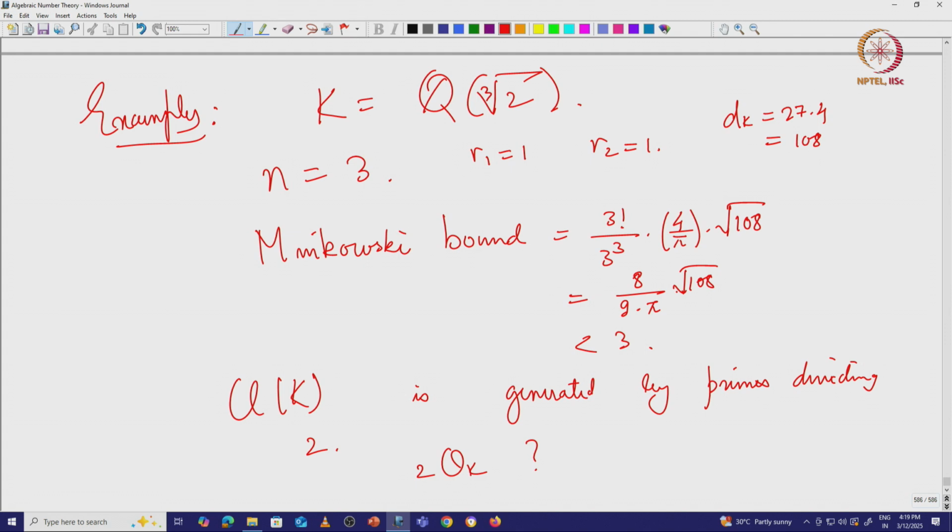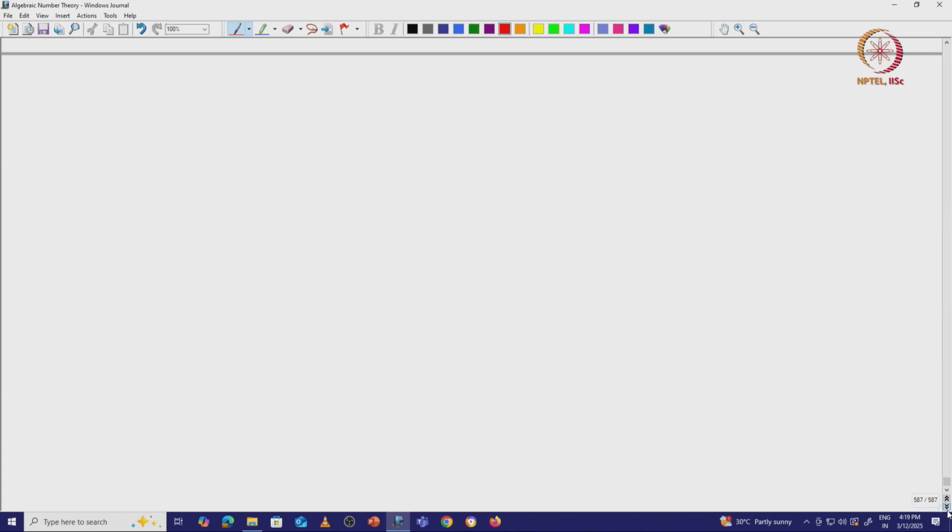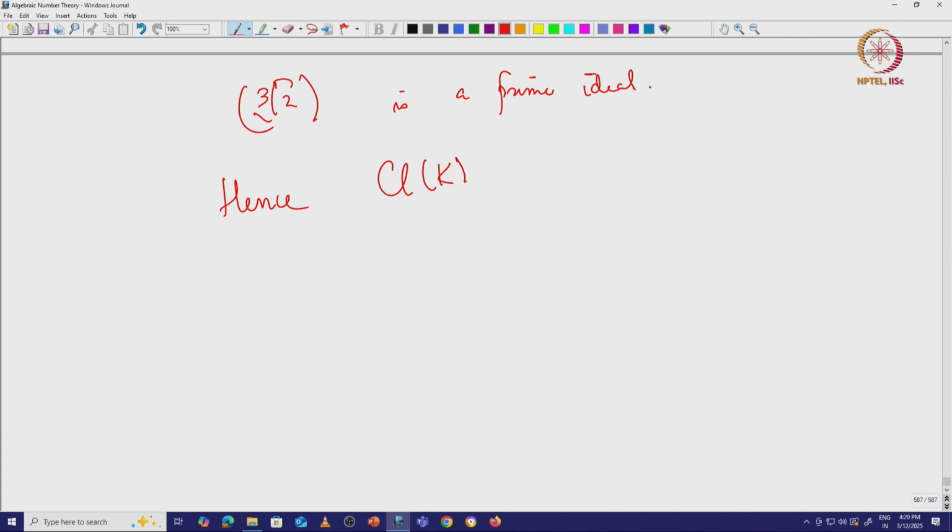And you see 2 times O_K, you do not even have to do very much. This is the cube root of 2, cubed, right. And so, this ideal generated by the cube root of 2 is a prime ideal, and it is principal. So, hence the class group of K is trivial. So, that is very nice.